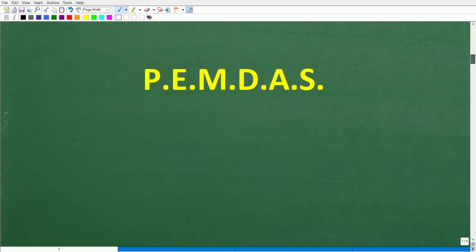Okay, so PEMDAS is effectively a checklist, and it's referred to as the order of operations in basic math. Now, it's a checklist that goes from left to right. And let me go ahead and tell you what these letters stand for. But before I do, I'm going to give you a cute little phrase that you can use to remember this little acronym right now. And it goes like this.